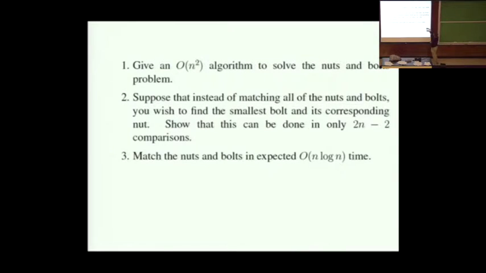Now let's try the second problem. It's kind of a warm-up here a little bit. What if, instead of matching up all the nuts and the bolts, I only want to find the smallest bolt and its corresponding nut? Show that I can do this in, it looks like, 2n-ish comparisons. Yes, you. Pick a nut and a bolt, and then throw out the bigger of the two, and then keep comparing and throw out the bigger.